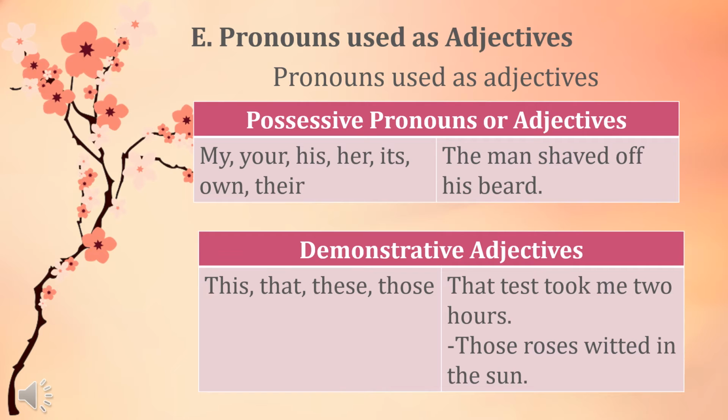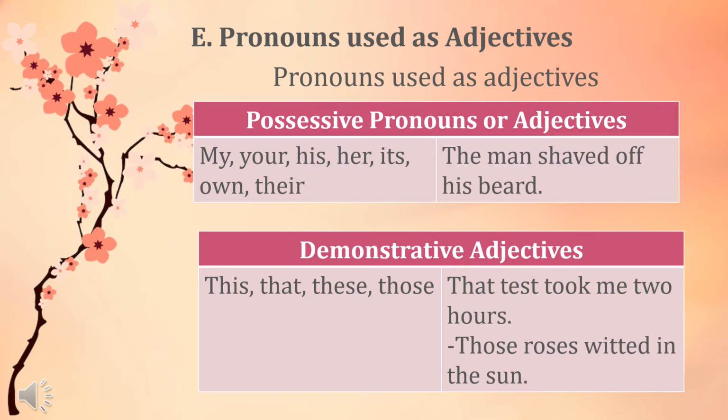Another, we have demonstrative adjectives. In demonstrative pronouns, we have this, that, these, and those. Okay? Now let's have this sentence. That test took me 2 hours. In this sentence, the word that there acts as an adjective, because we are talking about what particular test you took, what particular test you spent almost 2 hours on. Okay?